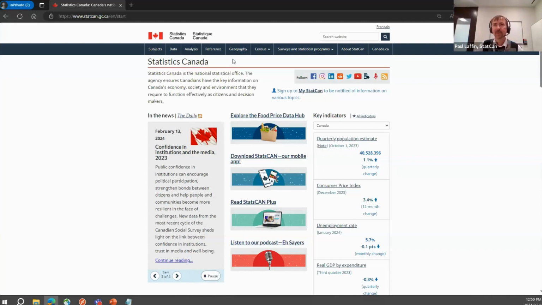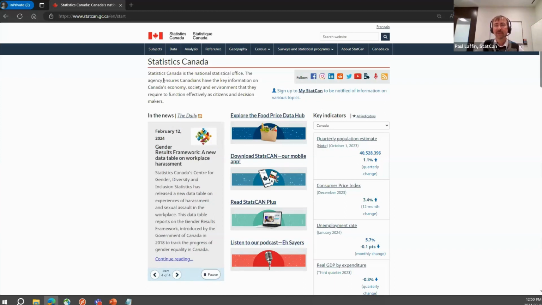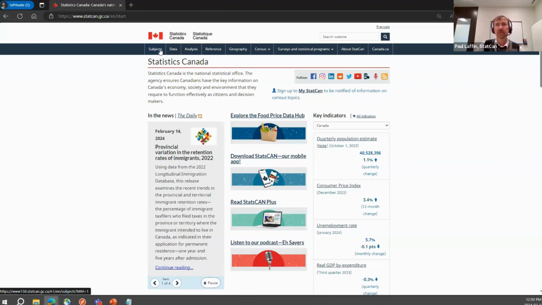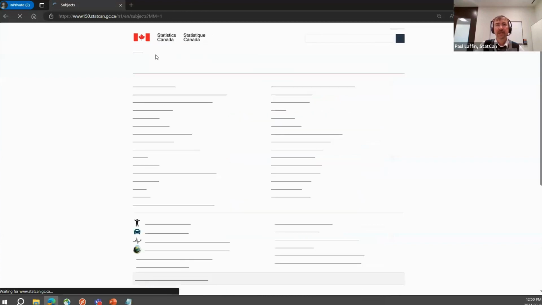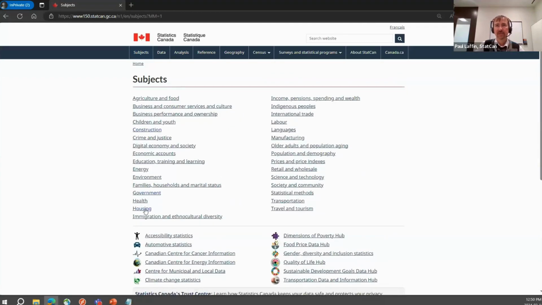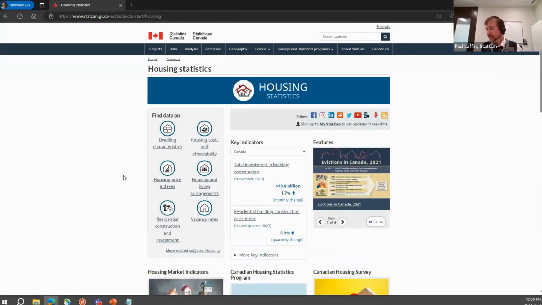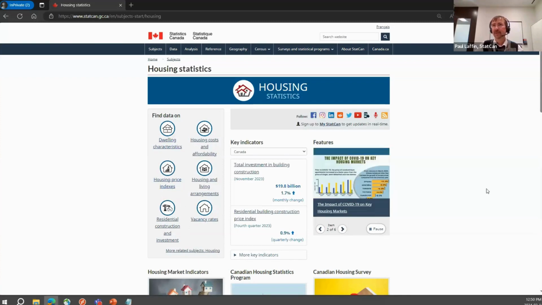So the first thing I'm going to do, if you're just starting off on a specific research topic, I would suggest clicking on the word subjects in the blue menu bar, and then selecting the topic. Today we're focused on housing, so I'm going to select housing. This is all things housing. You could look at things like dwelling characteristics, housing prices, et cetera, and there are some key indicators here.